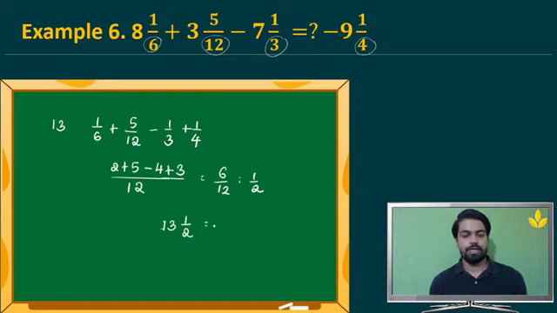See the number, finally we got a simple number 13 and 1 by 2. Okay, if you want to write it as an improper fraction, you can write it as 13 2s are 26 plus 1, 27 by 2. So based on what option they are giving, we can write the answer. That's all. This is how we use the fractions for addition and subtraction.